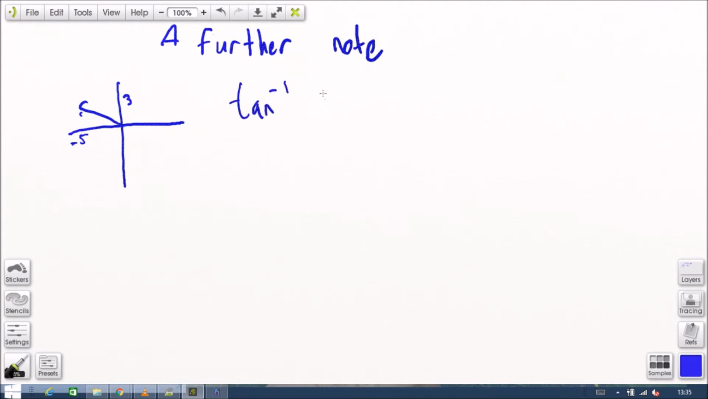Just a quick note, if I change my complex number to be negative 5 plus 3i, we'd draw it like this. And if you take the inverse tan of that, you're going to get negative 31 degrees, which, as you can see, isn't correct.